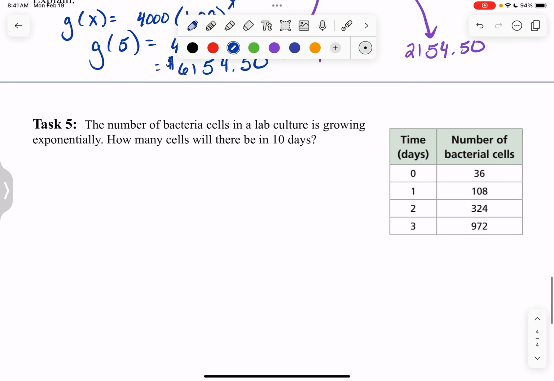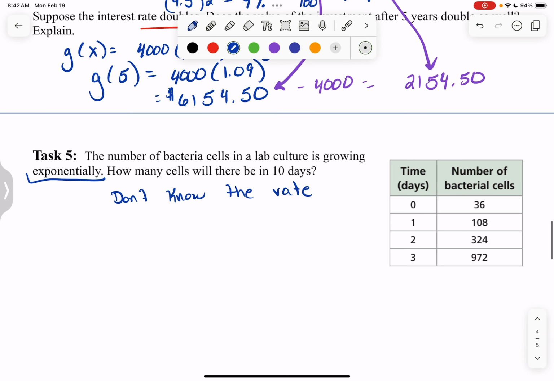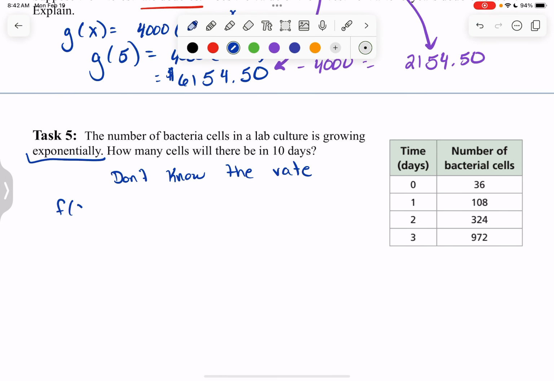All right, so we have this very last task. The number of bacteria cells in a lab culture is growing exponentially. So exponentially meaning it's going to fit the exponential function. How many cells will there be in 10 days? We don't know the rate, so our exponential growth model with 1 plus r doesn't really work here. But we do know it's growing exponentially, which we know an exponential function is a times b to the x. I know it needs to fit this pattern.